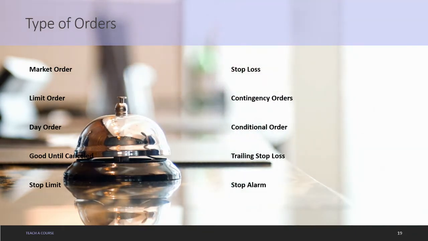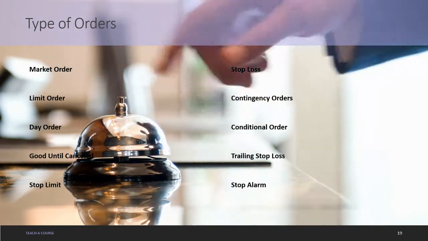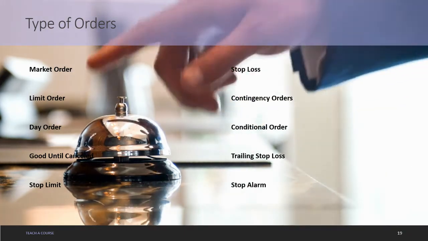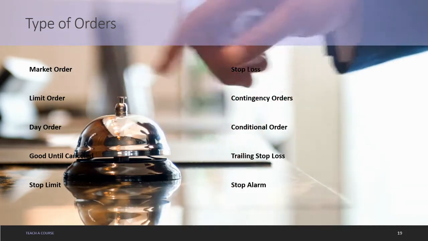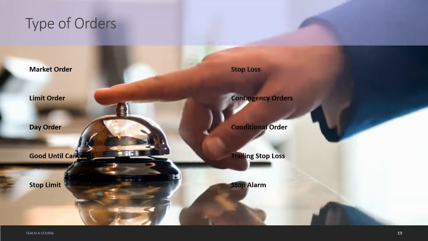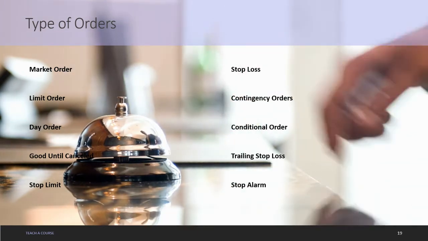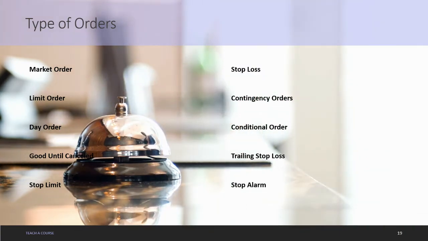Day order. A day order is an order to buy or sell a stock or option that is valid during that trading day. So if the order is not filled by the close of business on that trading day, the order is automatically canceled. So the question becomes, when would you want to use a day order? Well, a good time to use a day order is if you want the ability to reassess your trade thesis the next day, especially when markets are highly volatile and things are changing day to day. A trade thesis that looks good today may not look good tomorrow.